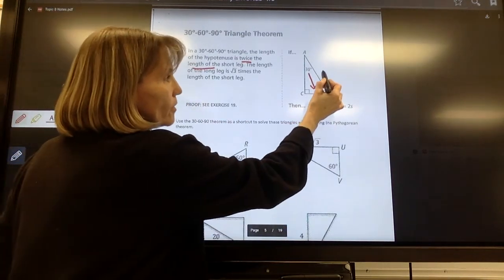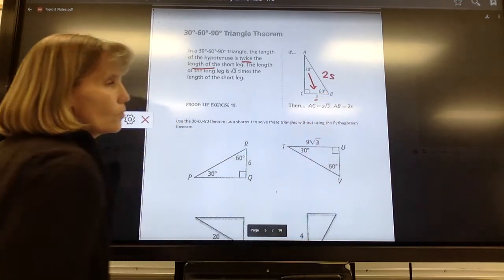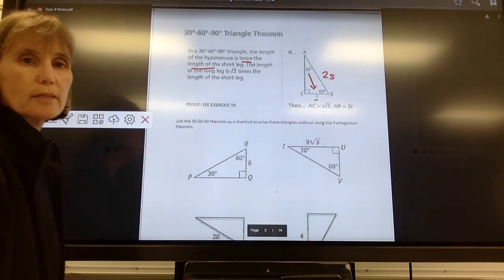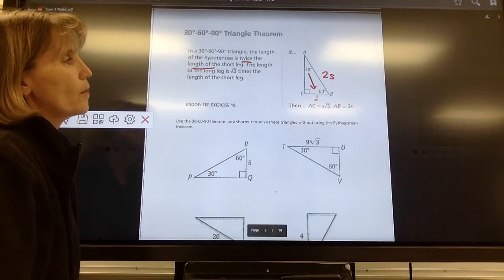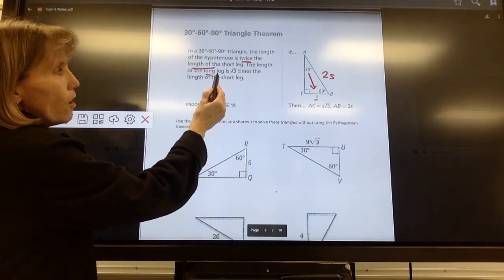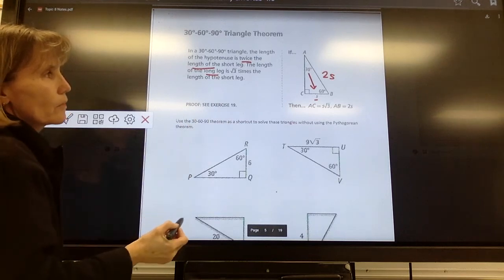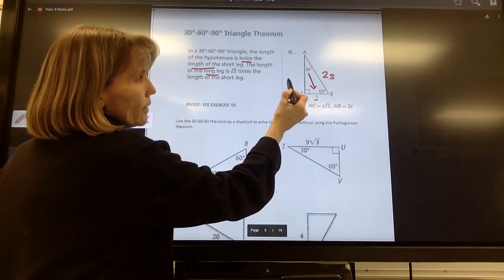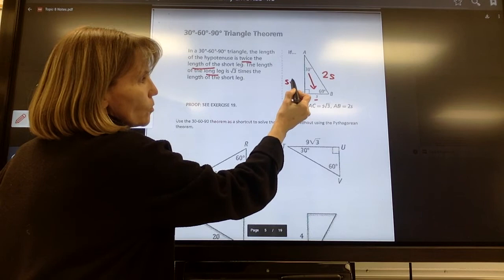Whatever value you have down here, you're going to take it times 2. In this case, since the shorter leg has been labeled with S, the hypotenuse would be 2 times S. The length of the long leg is the square root of 3. So I'm going to take the shorter leg, and I'm going to take it times the square root of 3.